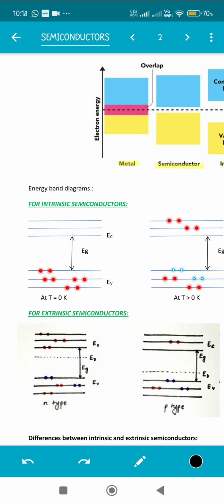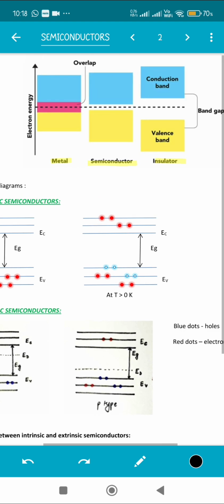So at 0 Kelvin, that means at a normal temperature, we are not increasing the temperature now. What happens? In the valence band, there are electrons. Electrons are represented by the red dots. So electrons are fully filled in the valence band, but see, in the conduction band, there are no electrons, like we have just studied in the difference table. Now, when the temperature is increased beyond 0 Kelvin, some electrons, 4 electrons, have jumped to the conduction band, and in place of those electrons we are seeing some holes. The blue color dots are the holes, that means empty spaces. So as we increase the temperature, some electrons are jumping into the conduction band and hence showing conductivity.